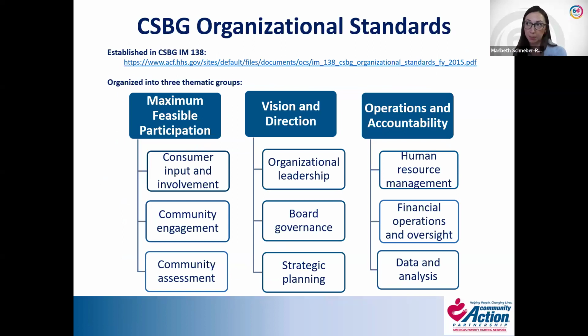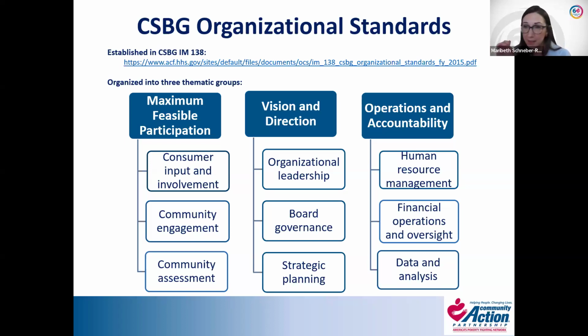So if you go to look for the CSBG organizational standards, you will find that they are established in the Community Services Block Grant Information Memorandum 138. Now, if you're wondering what the heck is a CSBG Information Memorandum, or CSBG IM, it is essentially where our federal office provides legal guidance to the network, right? They let us know how they interpret the law and some of its requirements.